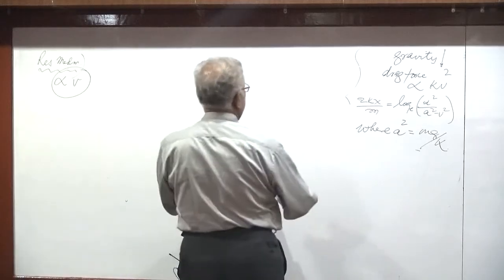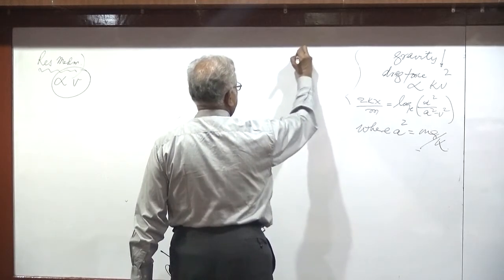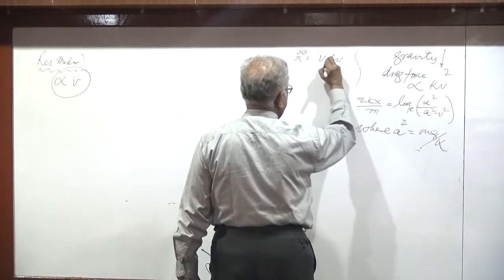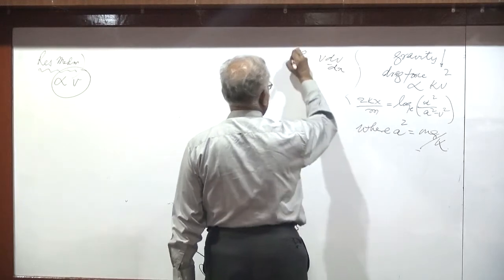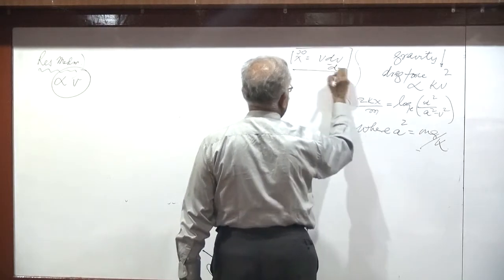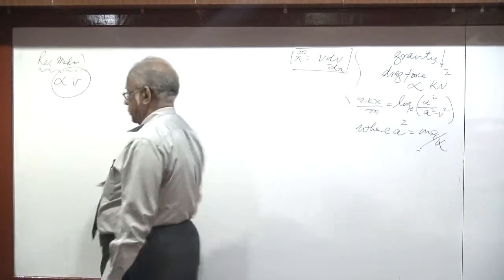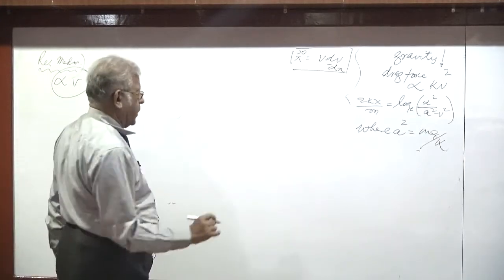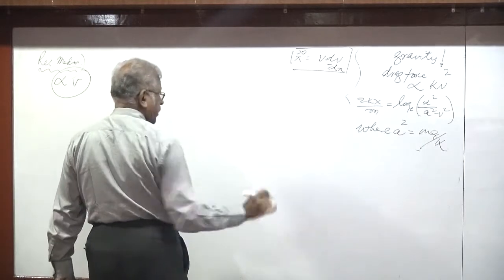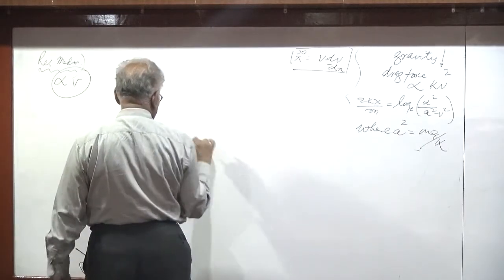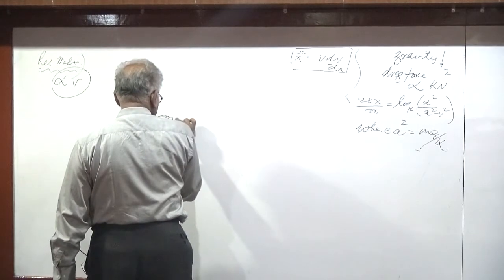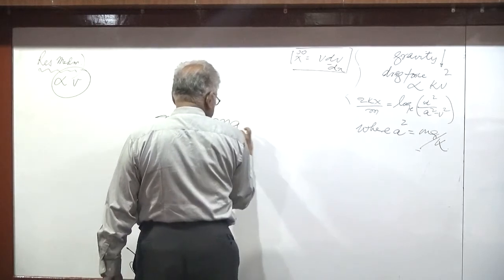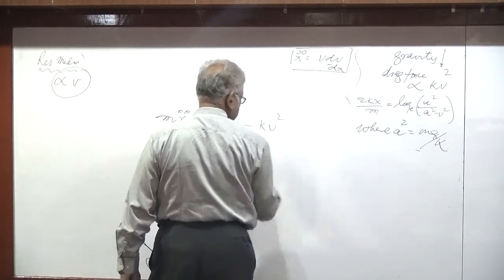So again, x double dot is equal to v dv/dx. Now that problem is easily modeled by the equation. If we look at the problem that is in our minds and heads and notebooks, m x double dot is equal to mg minus kv square.